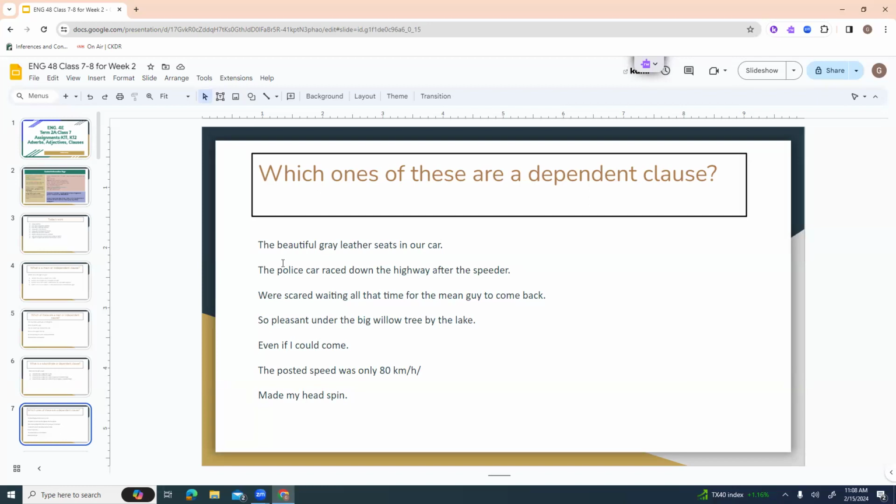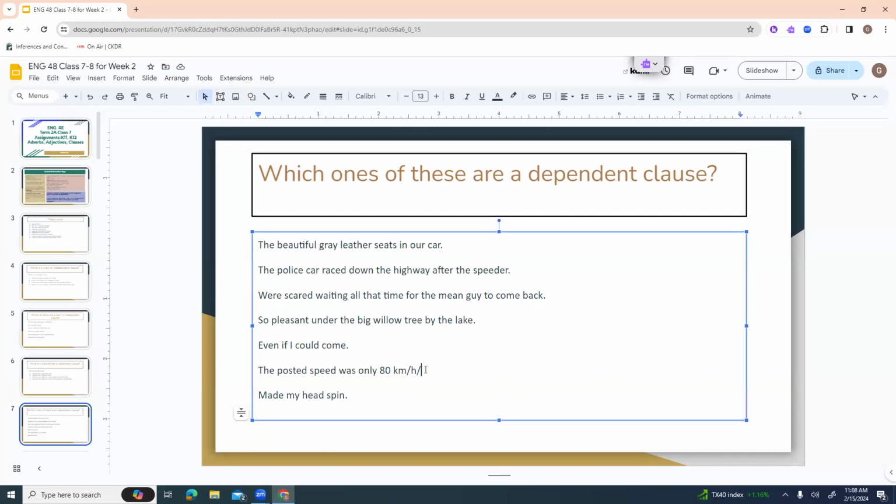The posted speed was only 80 kilometers an hour. Oh, and I got a second backslash instead of a period there. Hang on. All right, fixed. Posted speed was only 80 kilometers an hour. Is that a dependent clause? Well, is there a subject? Sure, the speed. Is there a verb? Was. Does it stand on its own? Absolutely. That makes perfect sense by itself. So again, it's not a dependent clause. There's not a lot of dependent clauses in here. They're a bit tricky, eh?